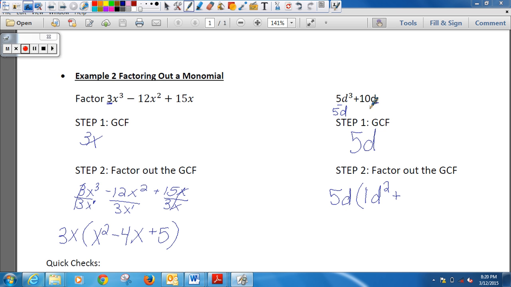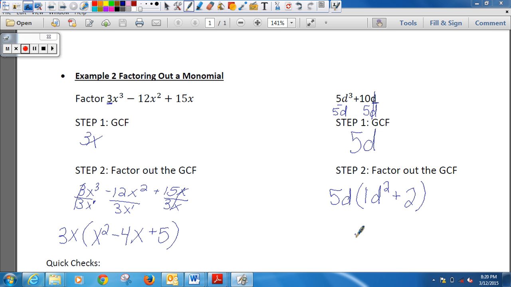Plus 10 divided by 5 is 2. D over d cancels out. And remember, you do not have to write the coefficient of 1. You can, but you don't have to. So my solution would be 5d times the quantity d squared plus 2.